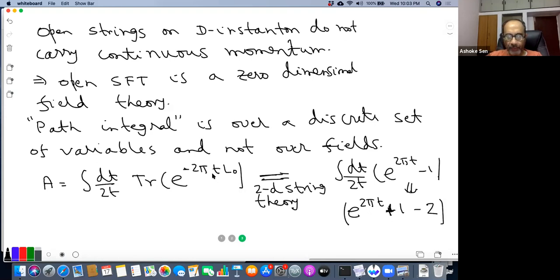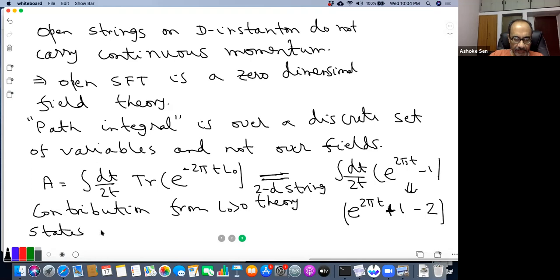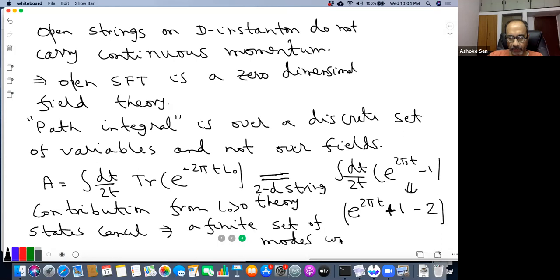But what we see by comparing this and this is that the contribution from all the L0 greater than 0 states cancels. And what you are left with is a finite set of modes with L0 less than or equal to 0.